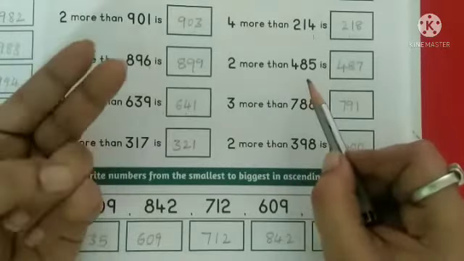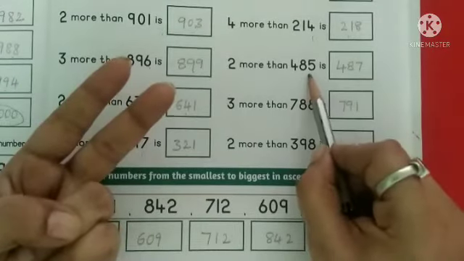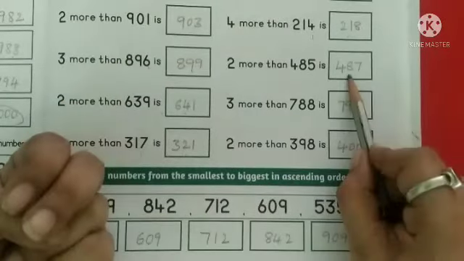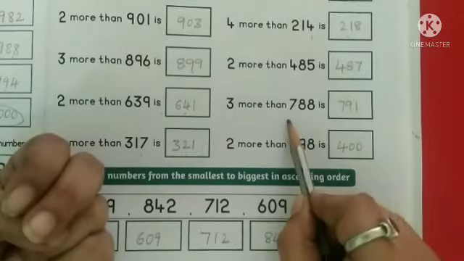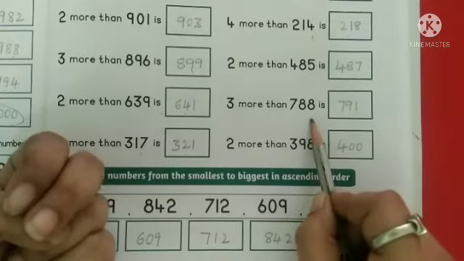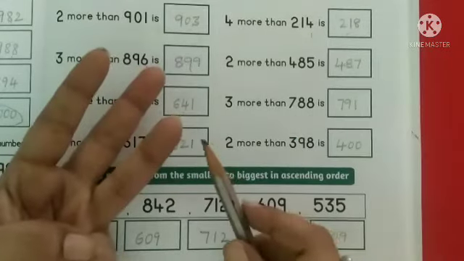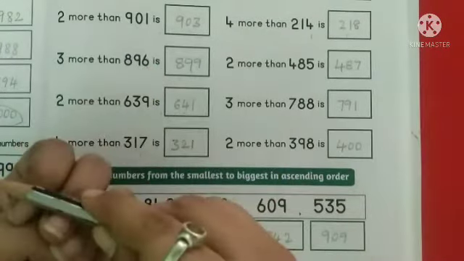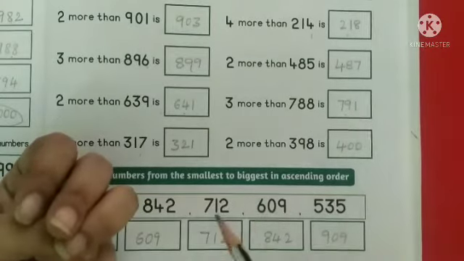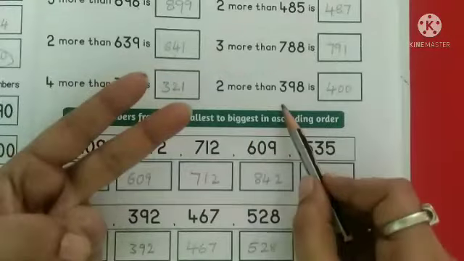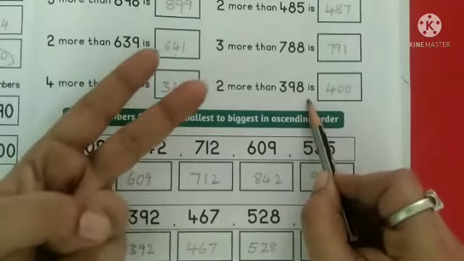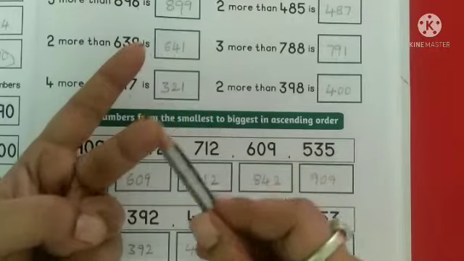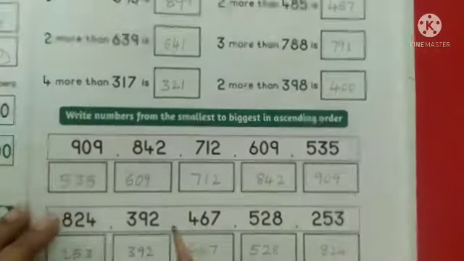Here, 485 is in the mind, 2 is in the finger. After 485, 486, 487. Write 487. Next, 3 more than 788 is. After 788, open 3 fingers. After 788, 789, 790, 791. Write 791. Next, 2 more than 398 is. Here, 398 is in the mind, 2 is in the finger. After 398, 399, 400. Move to next main.